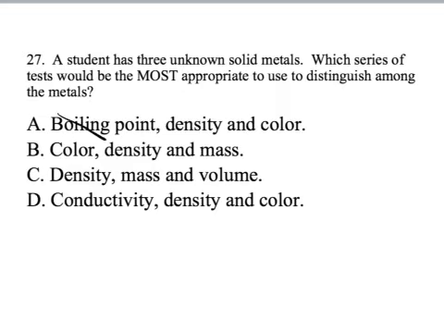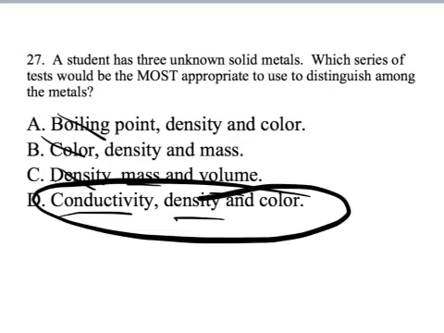Okay. Density, mass, and volume. Well, mass, volume, density. Okay. Conductivity. Yes, how well it conducts electricity. Density is great. And color. These are the ones that are most appropriate to distinguish among the metals. Density will help me identify. Color will help me identify. And conductivity will help me.